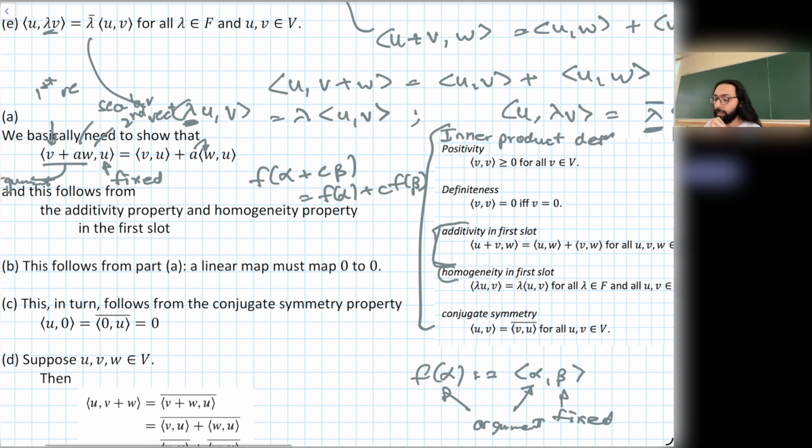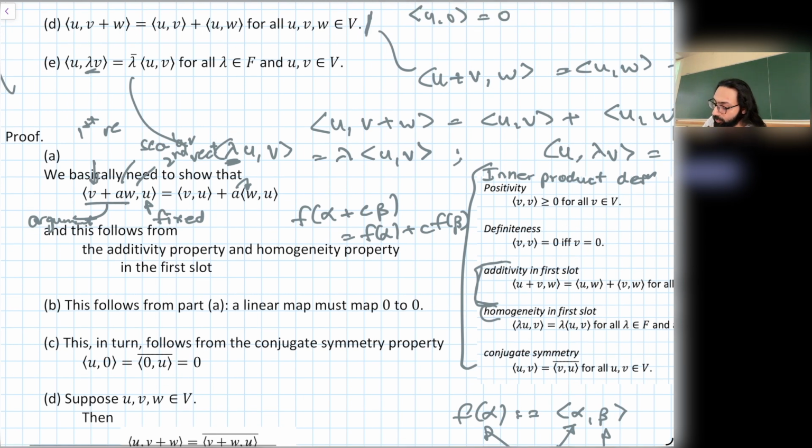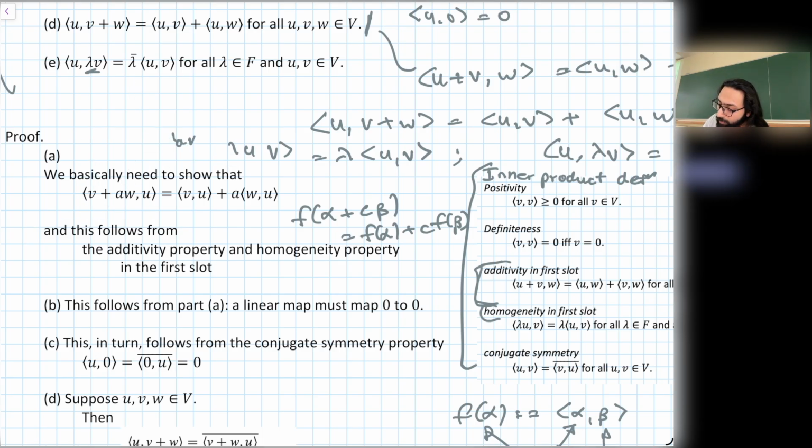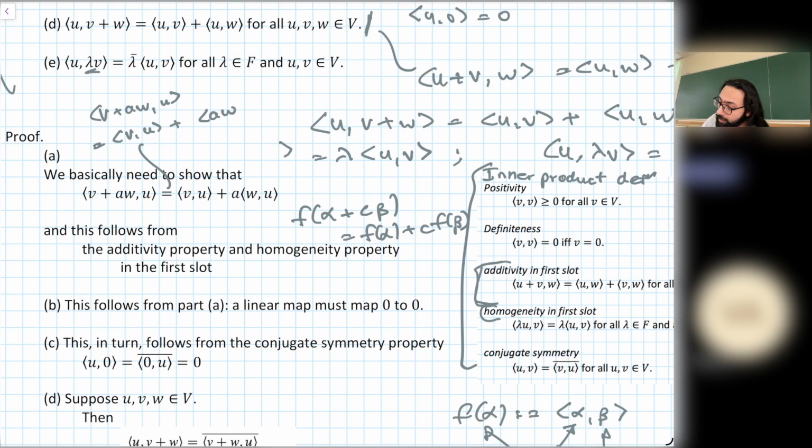Does it make sense? So here we skipped one step, so let me write the step here. How do we do this? We start with v plus awu, and this is equal to vu plus awu. And then we use this homogeneity property to pull out this. Is that okay? Very straightforward stuff. Nothing very complicated so far.